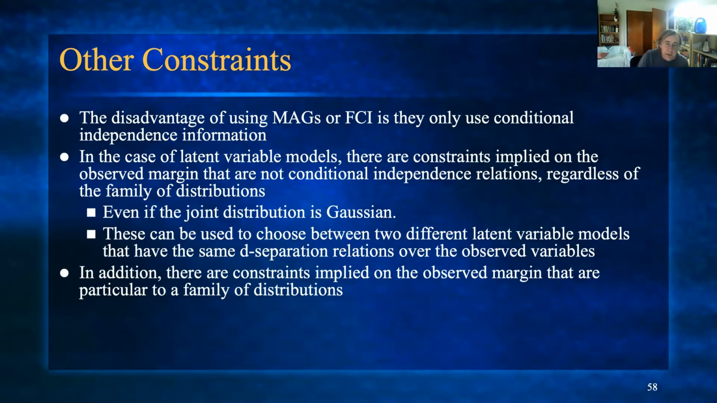A disadvantage of using only the conditional independence information is that there are other kinds of constraints implied on the observed margin that are not conditional independence relations. So there are two kinds of such constraints. Some of them are non-parametric. You don't have to limit the family of distributions. It's just a constraint on the distribution, regardless of what the family of distributions is. On the other hand, there are also constraints that apply to particular families of distributions.